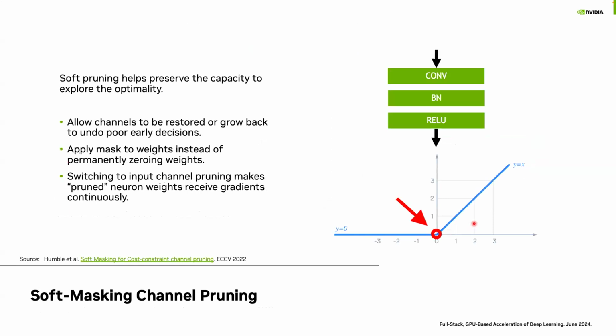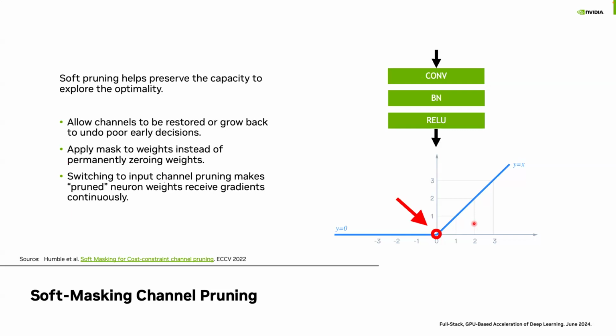Here are a couple of options that we can try to address this. The first one is that we propose to preserve the learning capacity of the model and allow the pruned channel to still be able to update its parameters and grow back at some point if it's shown to be important again. To do so, we apply the mask to the weights instead of directly zeroing them permanently.